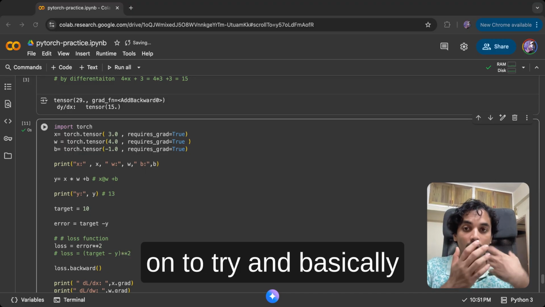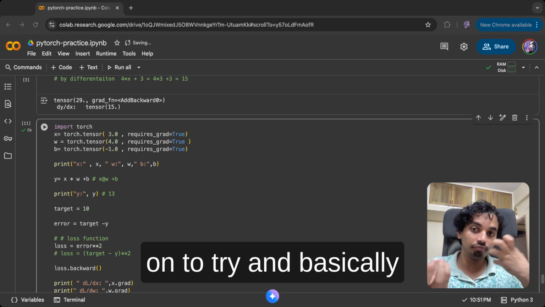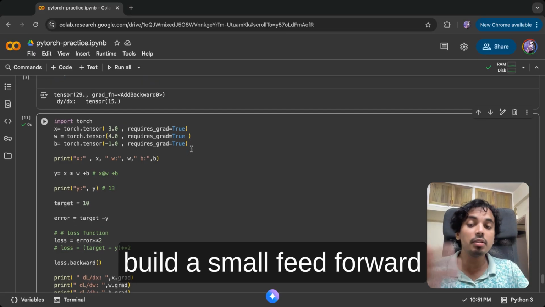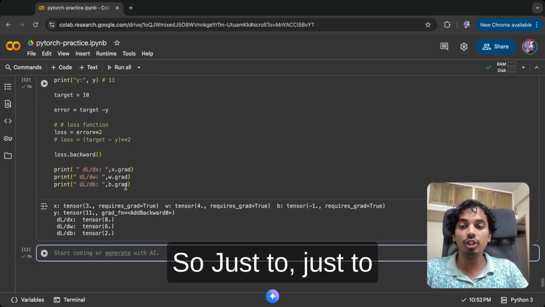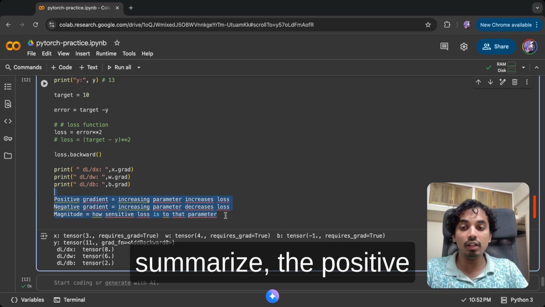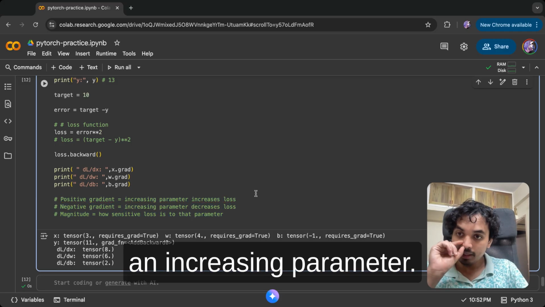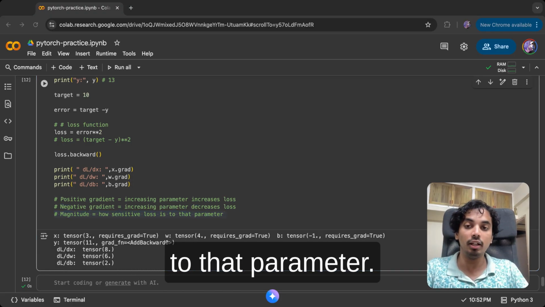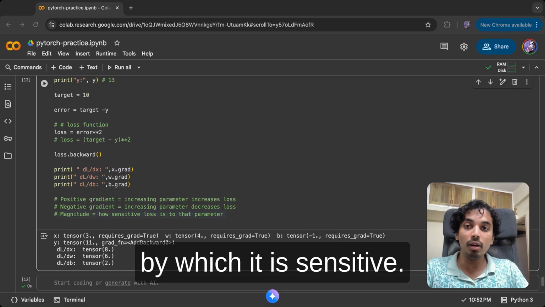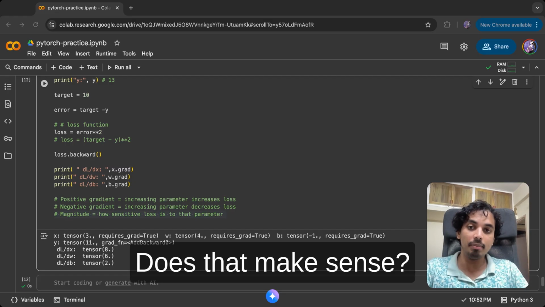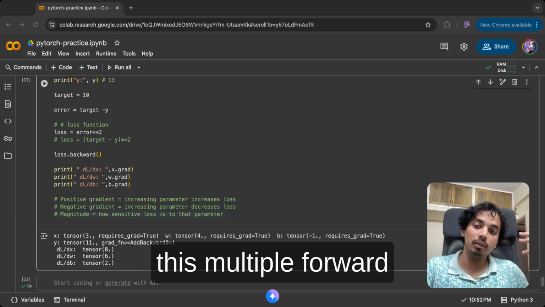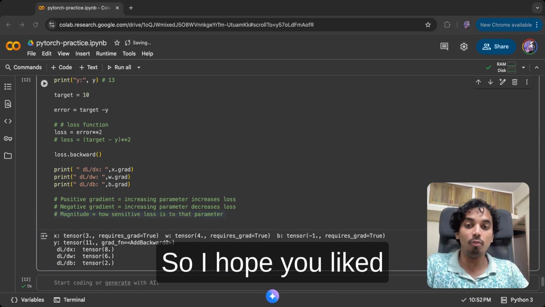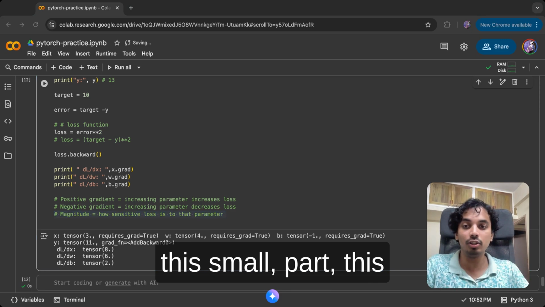We will be using this later on to build a small feed forward, a simple neural network. So just to summarize, a positive gradient indicates that increasing the parameter increases the loss, a negative gradient indicates that increasing the parameter decreases loss, and the magnitude is how sensitive the loss is to that parameter. Does that make sense? We are going to do multiple forward passes and backward passes, and we will look at gradient accumulation as well after this.